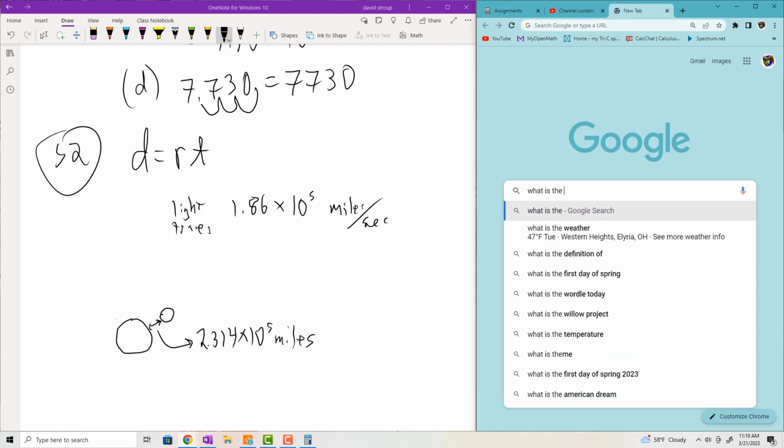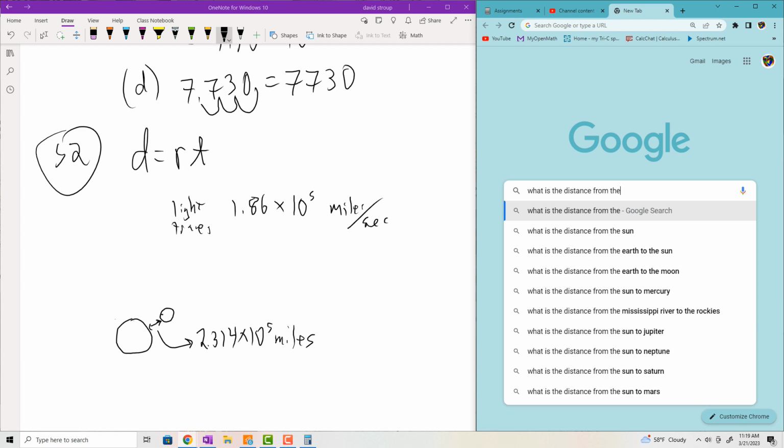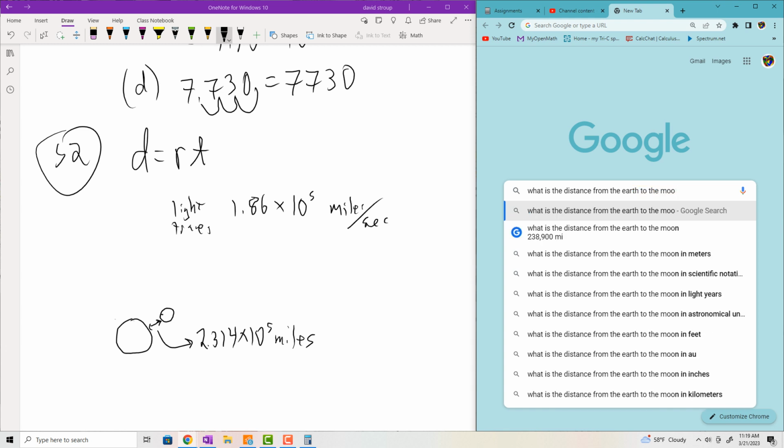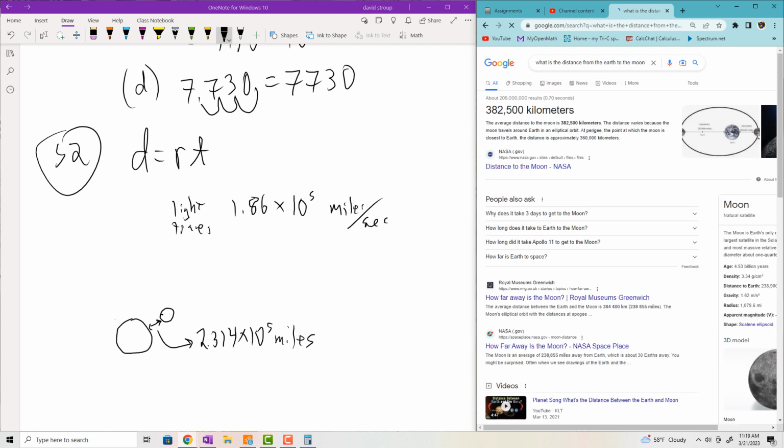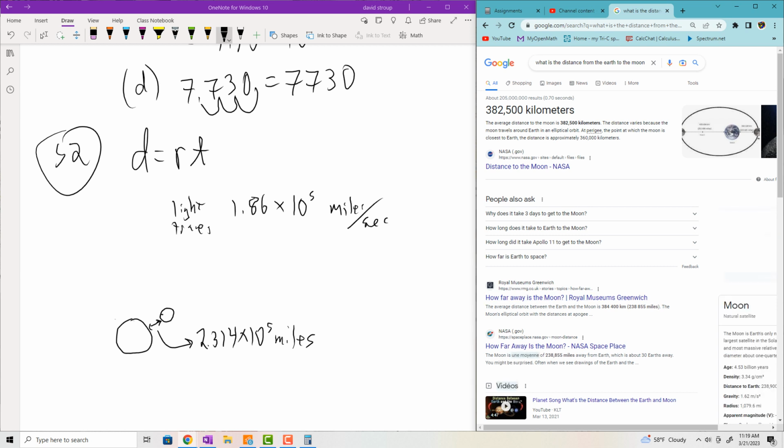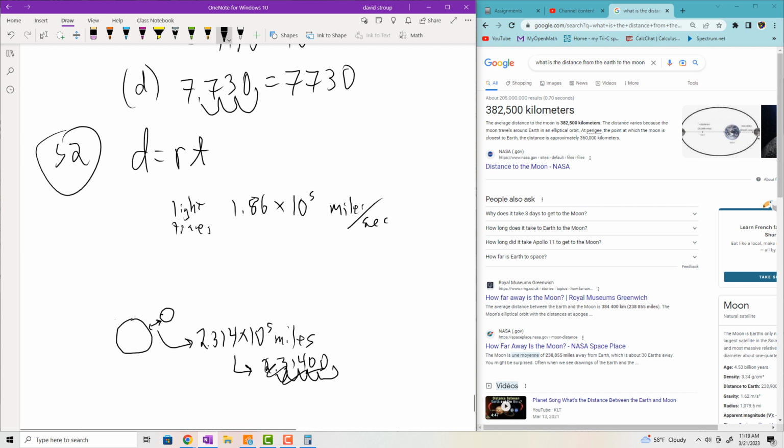What is the distance from the Earth to the moon? It's 200,000 miles. I guess that's pretty. What the heck is this number as a decimal? So this is 2.314. 1, 2, 3, 4, 5. So it's pretty similar, 231,000 miles. Okay, well, I stand corrected.